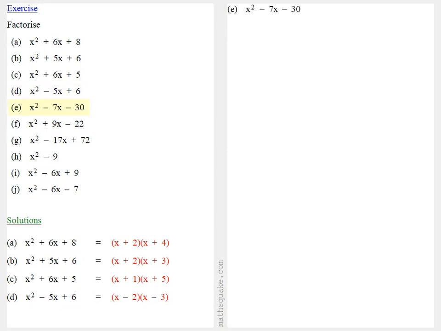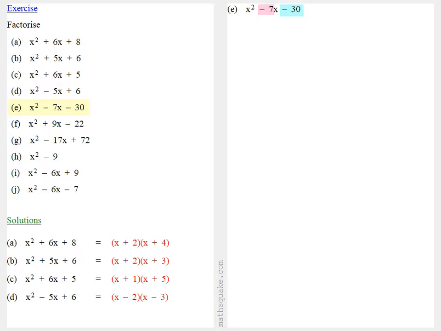In question E, we're given x squared minus 7x minus 30. Now we want two numbers that add to make minus 7 and multiply to make minus 30. Well, if they multiply to make minus 30, one will be positive and one will be negative. And if they add to make minus 7, then the difference of them is 7. So the two numbers are going to be 3 and 10.